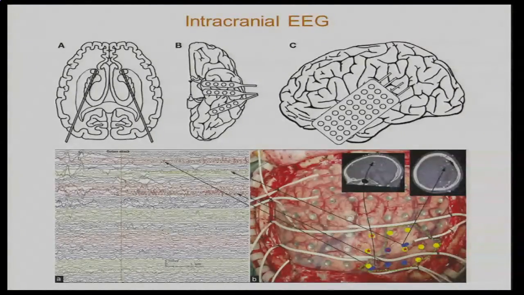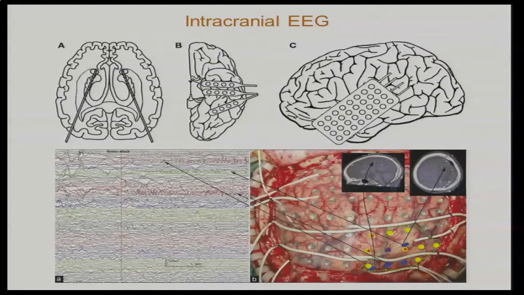This assessment can rely on different types of electrodes: depth electrodes, as in example A, strips in example B, or grids. Strips and grids are placed directly on the cortex, and basically it's a scalp EEG recording directly from the cortex, as opposed to depth electrodes, which allow you to record from deep structures in the brain. We cannot cover the entire brain with strips, grids, or depth electrodes.